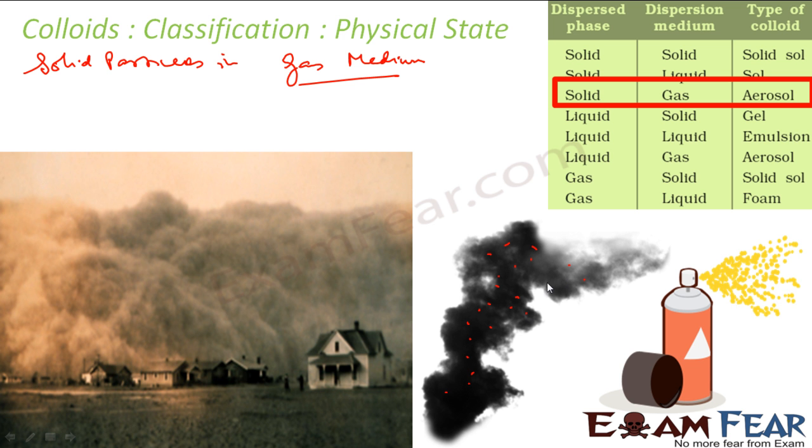This smoke actually has burnt particles. That's why it is black. So smoke is a good example of aerosol, where we have solid particles. These are solid particles in gas medium. Spray paint is one example. So if you spray this paint, what you get is what? Solid particles. But with these solid particles, if you see, everything is in gas. So the gas medium.